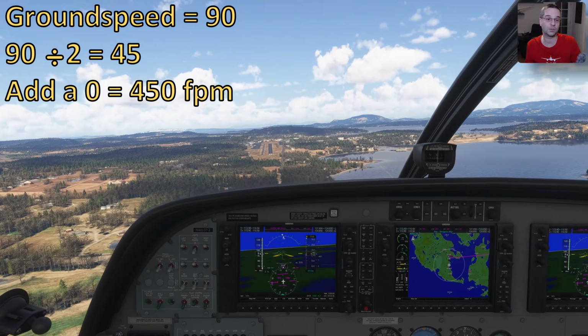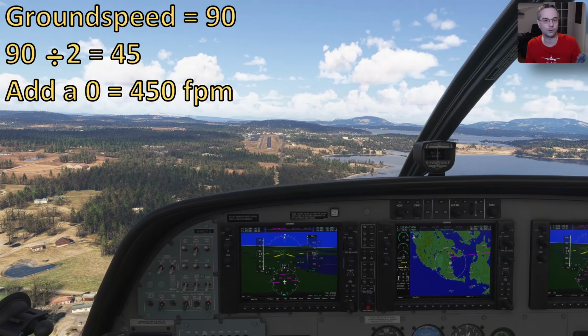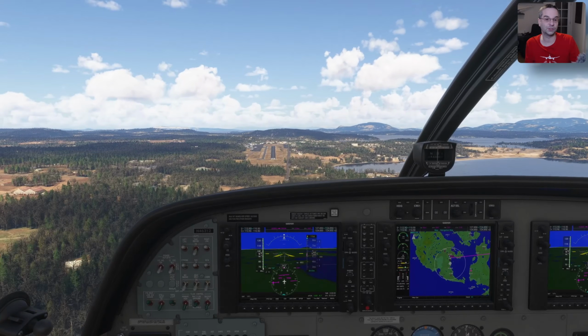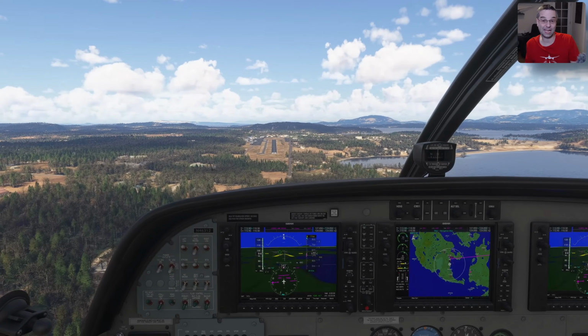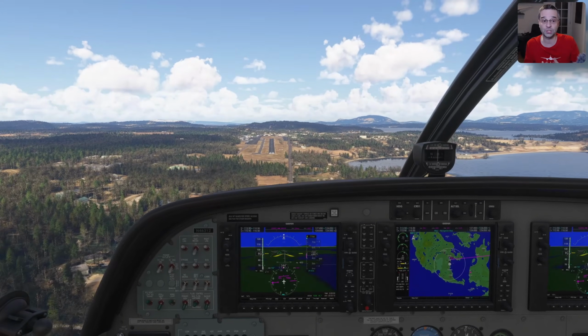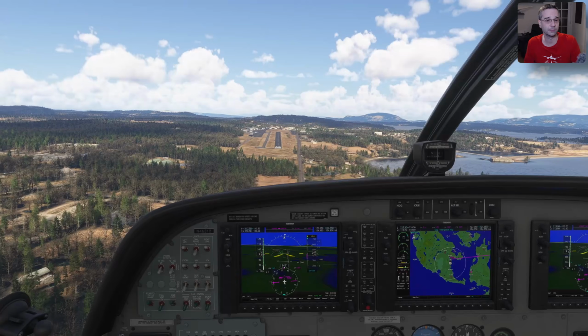So for this approach, we're doing 90 knots, and that would equate to about a 450 foot per minute descent. Since we're too high on profile though, we'll need to descend faster than that to catch up, and anywhere between 200 to 300 feet per minute more should do the trick until our sight picture starts to look more like what we want it to.